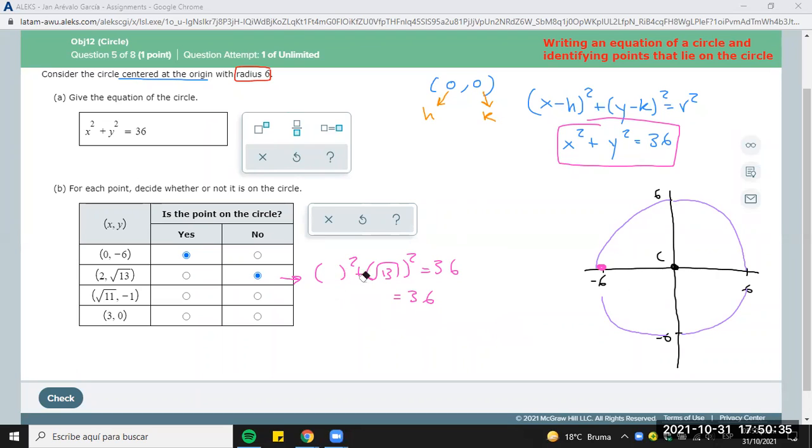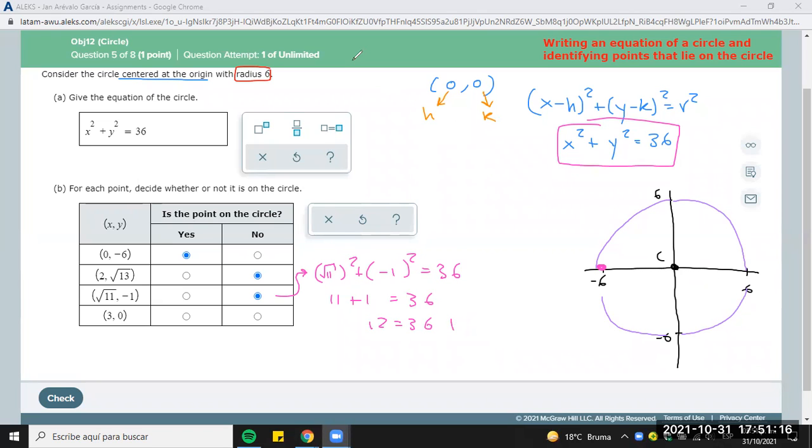Right. Now I wish I could erase only that part. The square root of 11 squared plus minus 1 squared has to be equal to 36. This is 11 plus 1, and that is 12, and 12 is not the same thing as 36, so this is false. Again, the square root of 11 has to be 3 point something, comma minus 1. No, this is not over the circle.